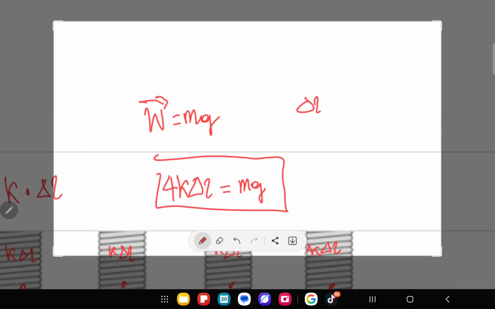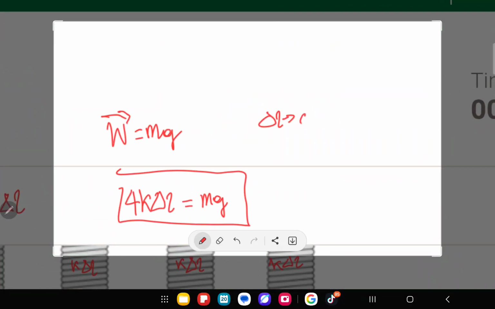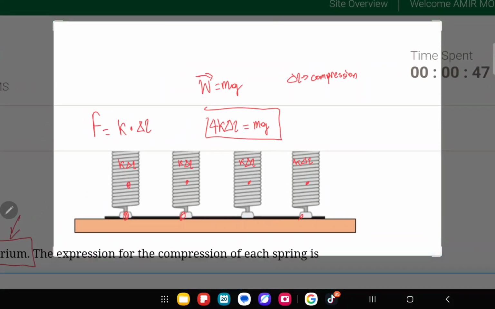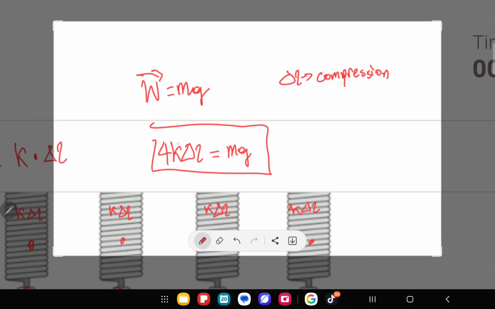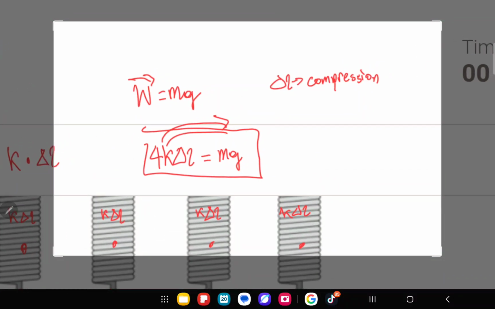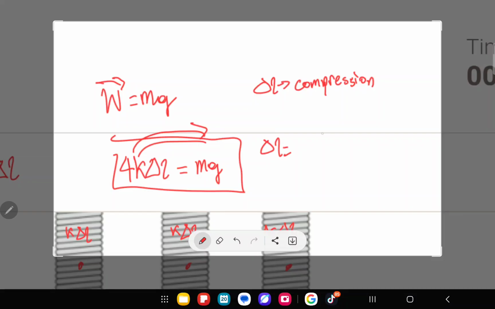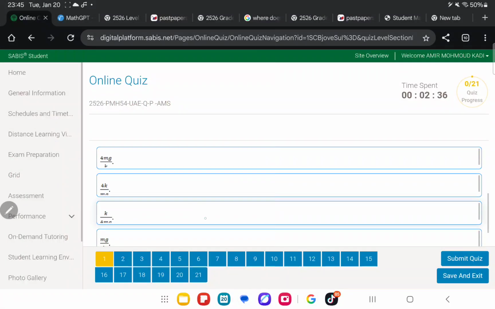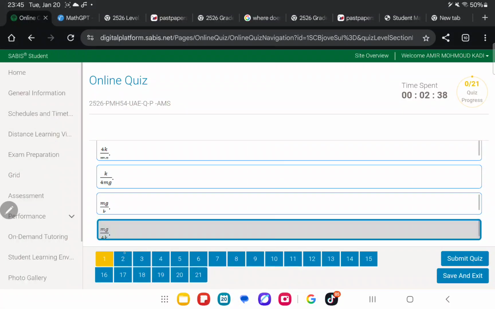Now remember, delta L is the compression. Okay, so we have compression here. And now we'll just isolate compression. So we'll move everything to the other side. We'll move k and 4 to the other side. And we'll thus get delta L is equal to mg over 4k. Easy enough. So the answer is mg over 4k.